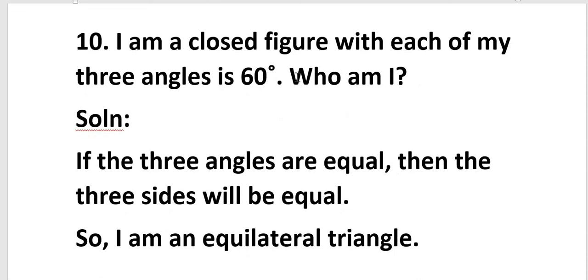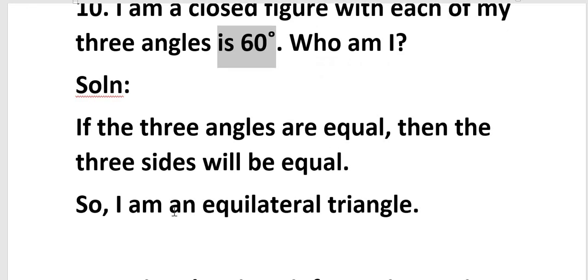And the 10th problem is: I am a closed figure with each of my three angles being 60 degree. Who am I? It says that I am a closed figure whose three angles are each 60 degree, so find out who I am. If the three angles are equal, then the three sides will be equal. This is one of the properties. So I am an equilateral triangle. If three sides are equal, we can say it is an equilateral triangle.